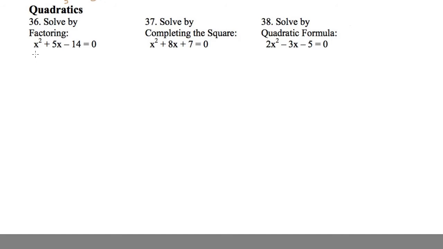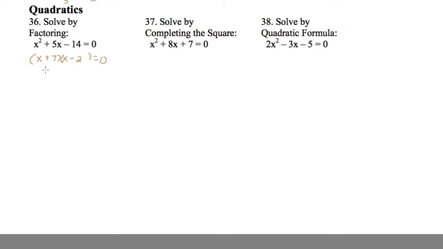To solve by factoring, you just factor this. Let's see, two things that multiply to be negative 14 and add to be 5. I think positive 7 and negative 2.